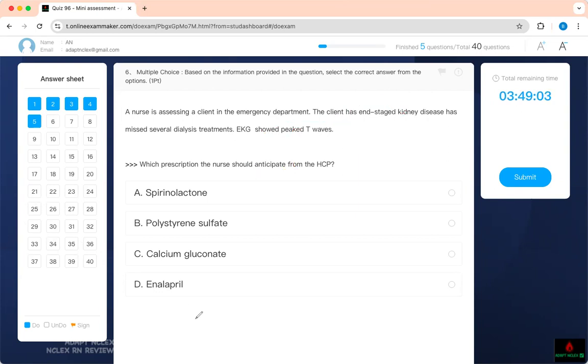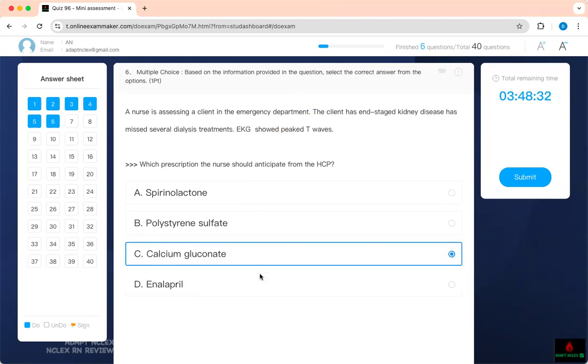When you have cardiac manifestation of hyperkalemia, you should stabilize the heart. All other answers, you ignore. Spironolactone is going to increase the potassium. Enalapril is going to increase potassium. Our potassium is already high. That's why we have peaked T waves. Polystyrene sulfate is taken orally or by enema to get rid of the potassium, but it takes a long time. Therefore, stabilize the heart. Calcium gluconate is your best choice.